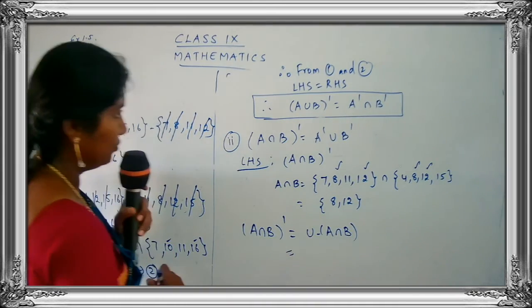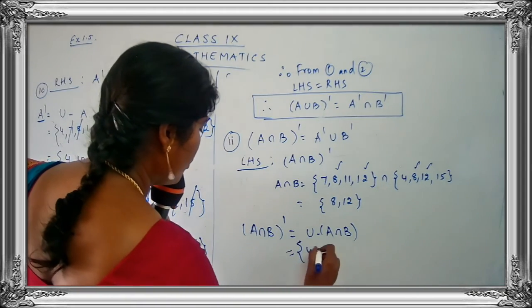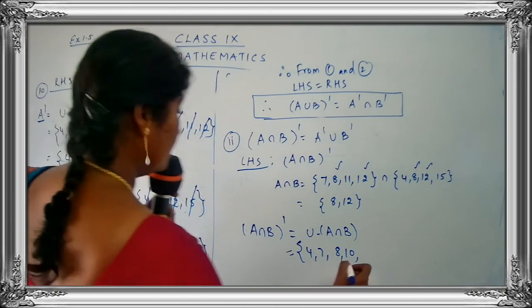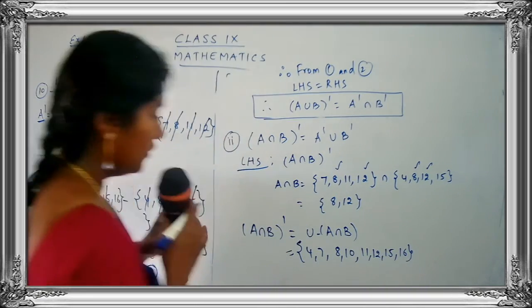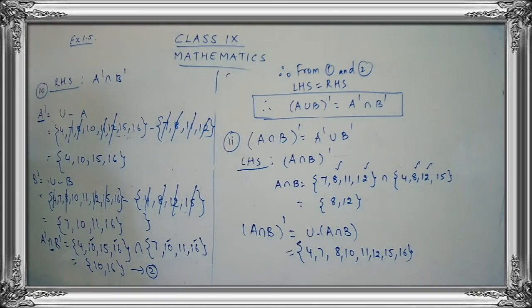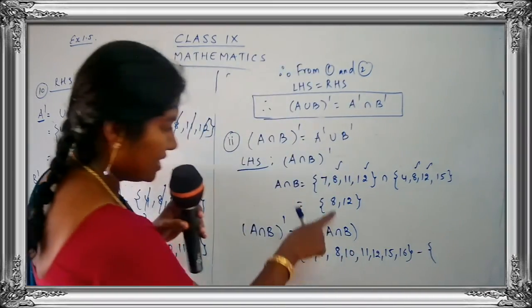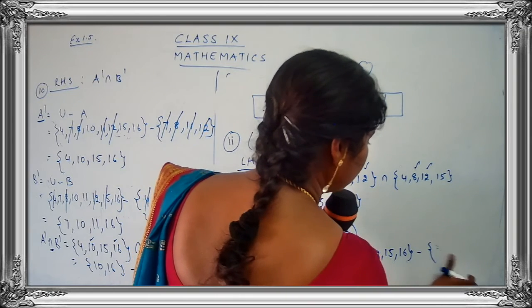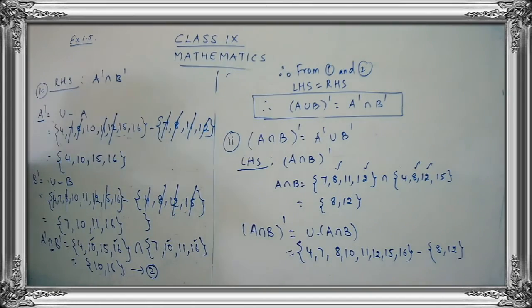So what is U? We have the values over here. I'll take the members from here: 4, 7, 8, 10, 11, 12, 15, 16, minus A intersection B. What is A intersection B? 8, 12. So now it's minus.